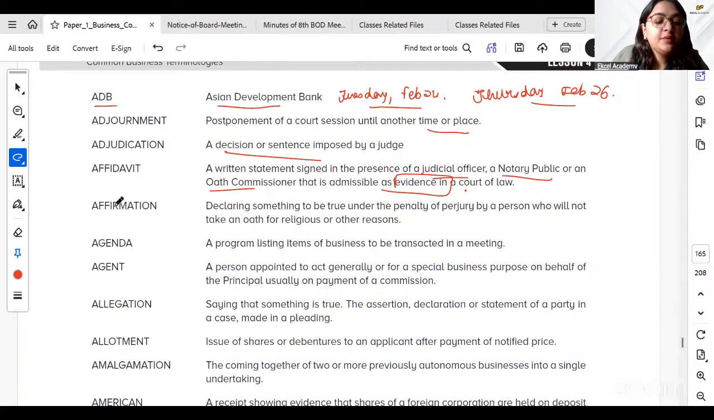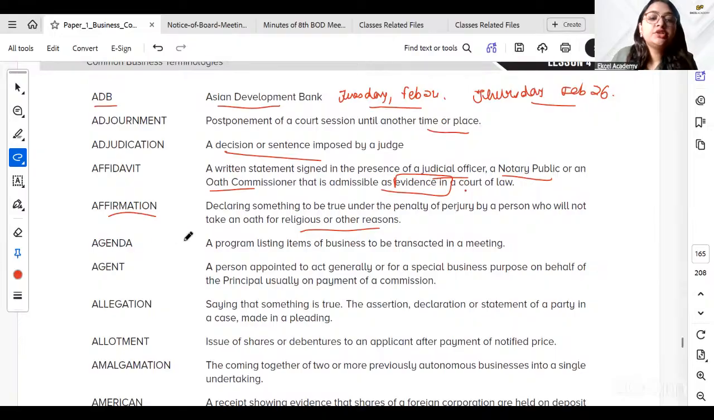Okay. Affirmation. Declaring something to be true under the penalty of perjury by a person who will not take an oath for religious or other reasons. Okay. So you may see in movies, right? You see court scenarios wherein you are placing a religious book and asked to take your oath over it. If you're not doing it for religious purposes, then you will have to do an affirmation.